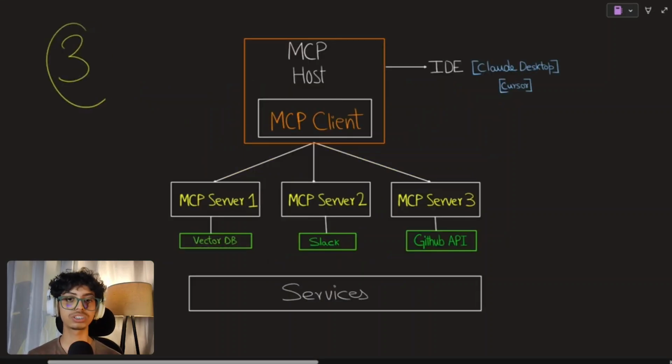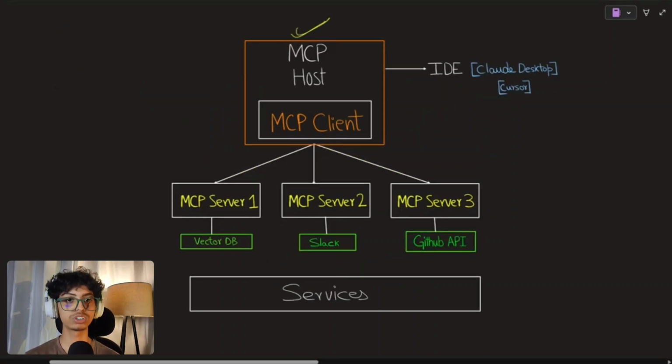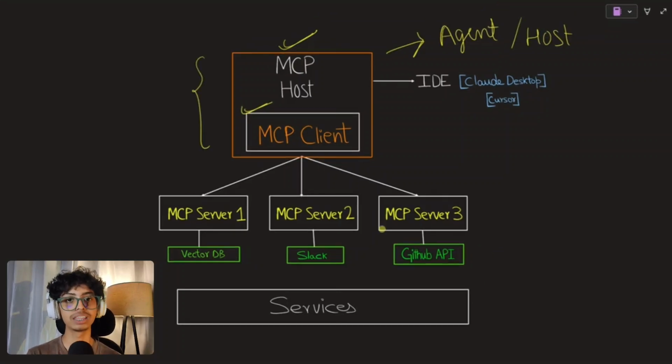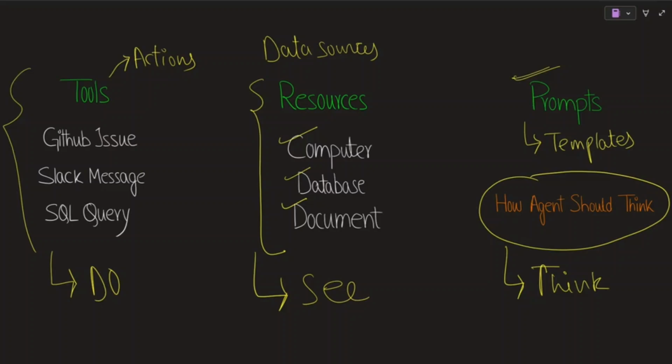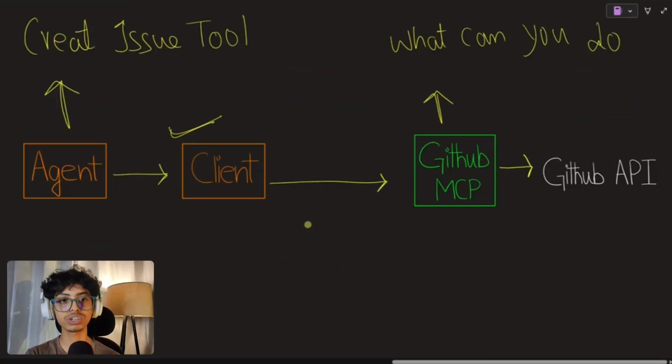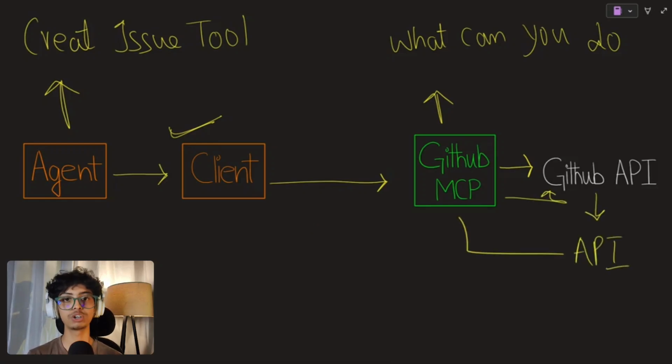Next, the architecture has three components: the host, which is your AI application, the client, which handles the communication, and the server, which wraps the external tool. And the servers expose three things: tools, which are actions, resources, which are data, and prompts, which are reusable instructions. And the whole thing works through a simple discovery, request, and response cycle where your agent discovers what a server can do, makes a request, gets a result, and continues its work.